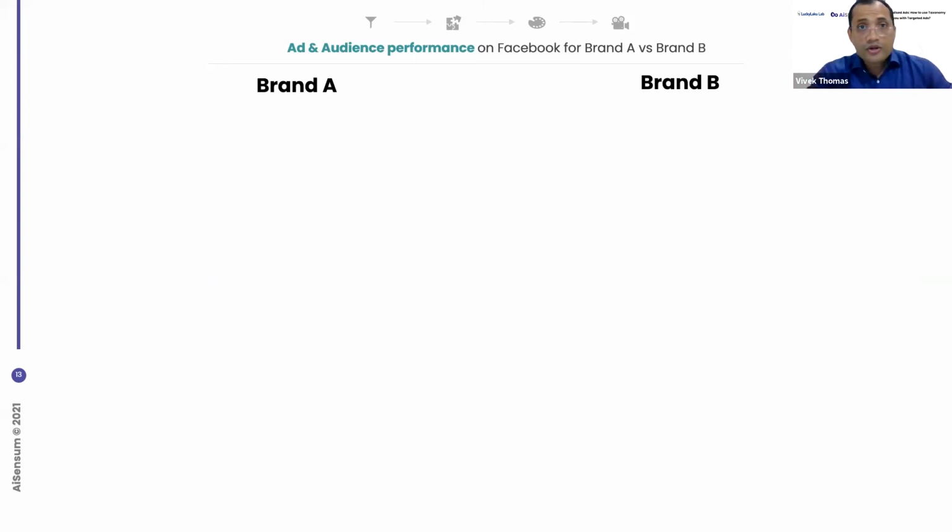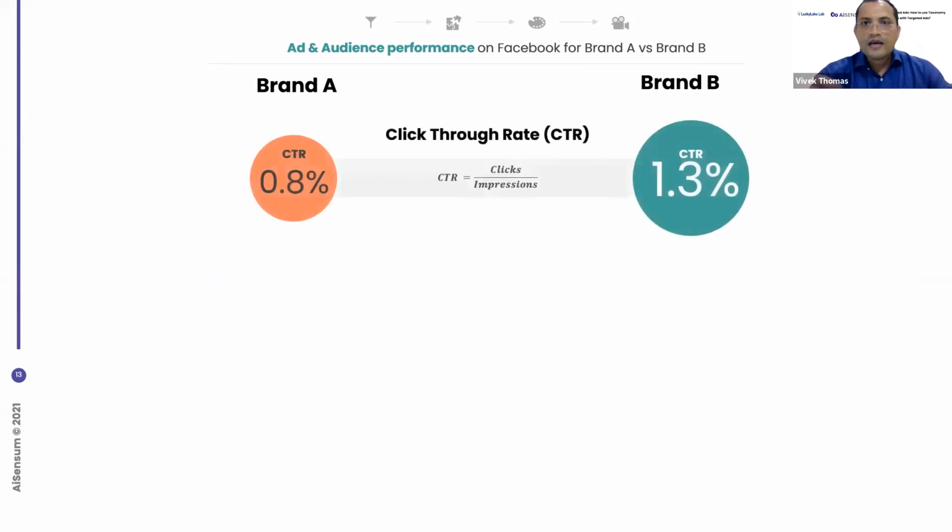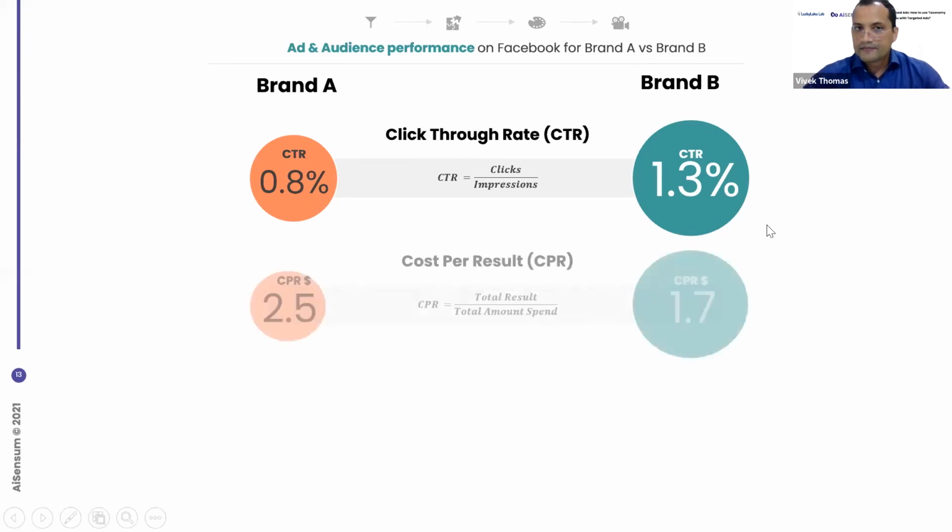Now, we're also going to take advantage of digital platforms where you can find the lookalikes of these people, which means the digital clones. So now let's look at the performance. When brand A ran the ad, they got a click-through rate of 0.8%. And many of you who are running these ads on Facebook will understand, yeah, that looks like my number, 0.8%. Whereas for brand B, the click-through rate, or when a person clicks the ad, is 1.3%, significantly higher.